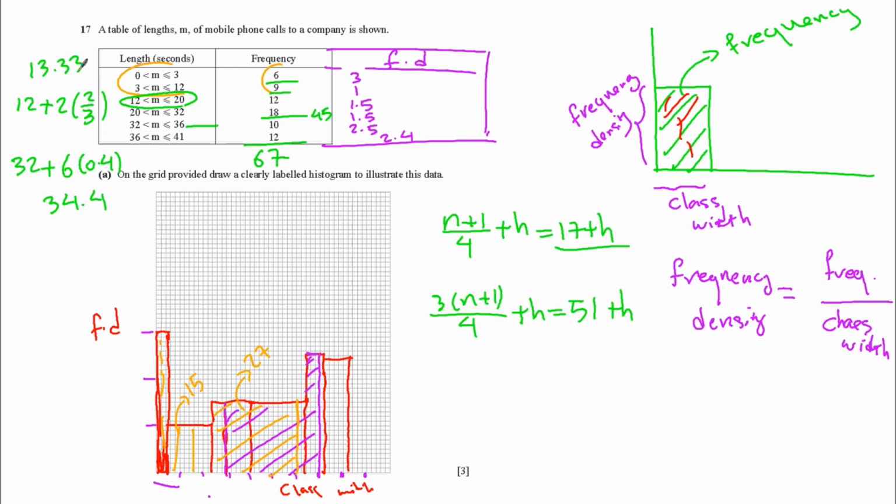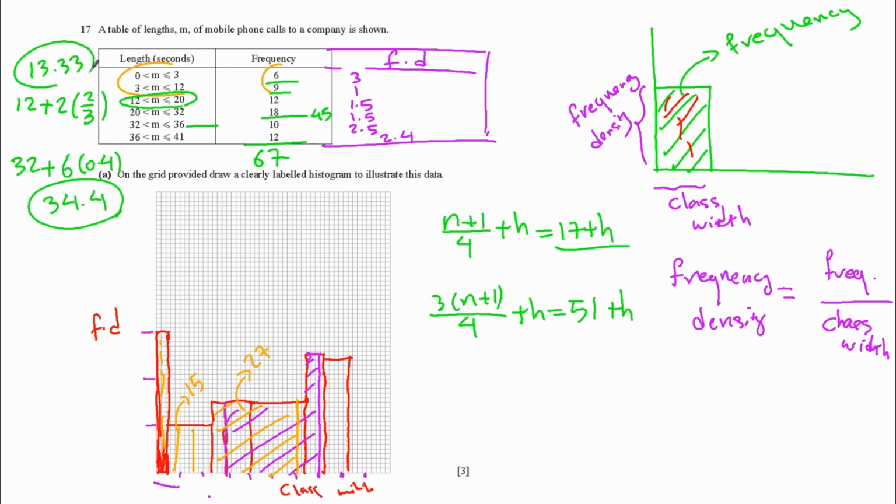34.4 minus 13.33. If we subtract this, we will get a value of 21.07. So 21.07 is the answer for the last question.